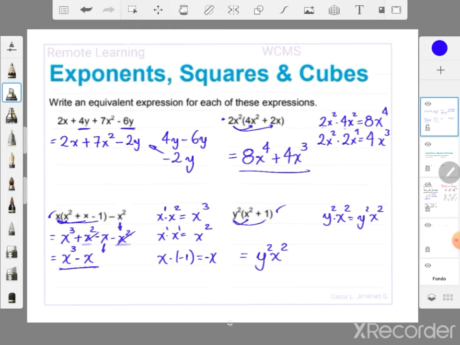And then what is y to the second power times 1? Excuse me, y to the second power times 1. So it will be just y to the second power. So you're going to write here plus y to the second power. And this is the answer because you don't have like terms, so you can't combine like terms, okay?